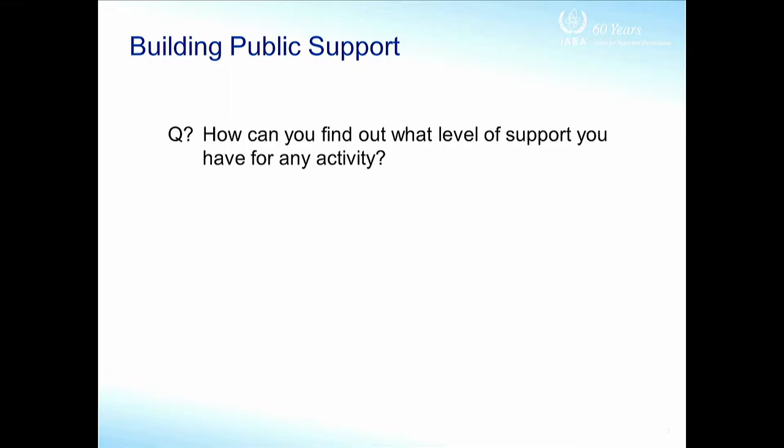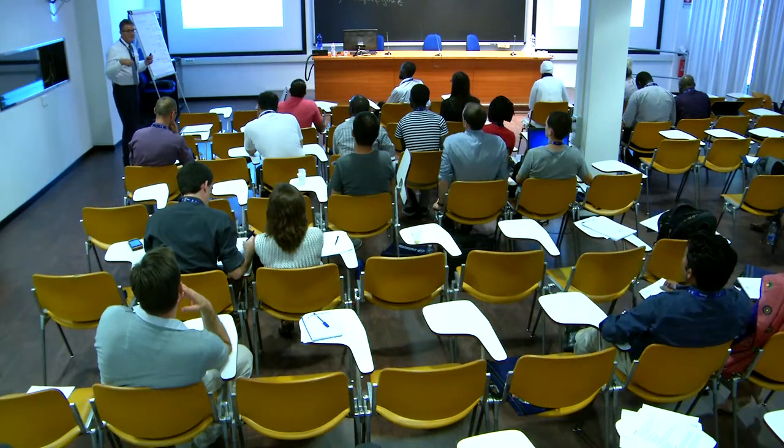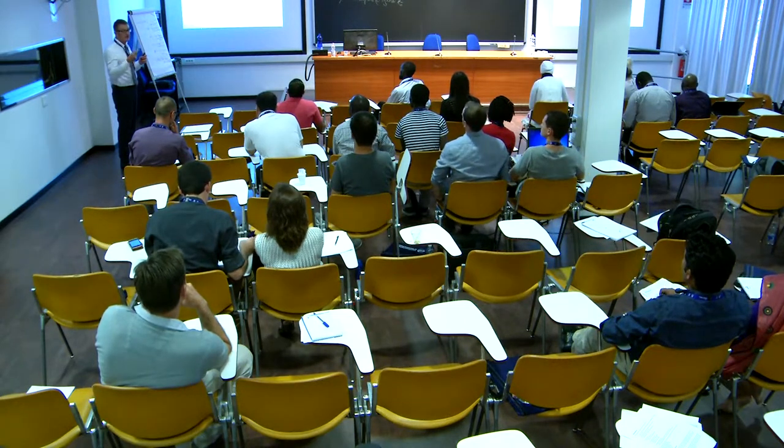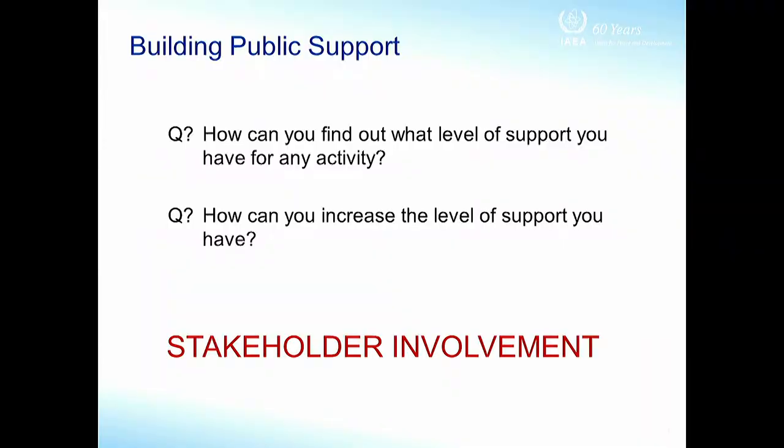So, first question I've got on this last session: how can you find out what level of support you have for any activity? Ask for feedback? Survey? How can you increase the level of support you have? So we would advise you through stakeholder involvement programs. Does anybody remember what we used to call this? What this topic used to be called?